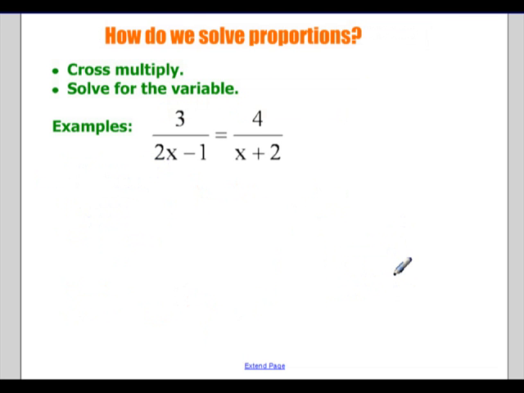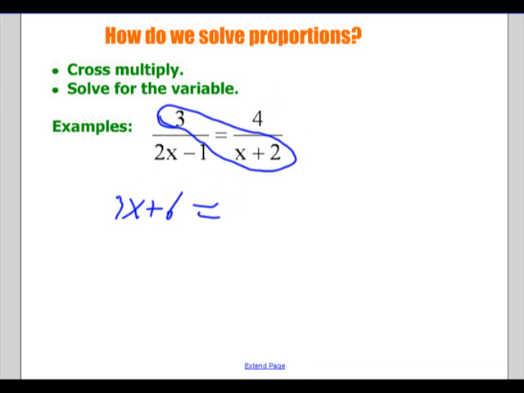Now another example where we've got more than one x. You're still going to use that cross-multiplying trick. Just make sure you distribute. So when we do the numerator times the other denominator, 3 times (x plus 2), you've got to distribute. So that's 3x plus 6.